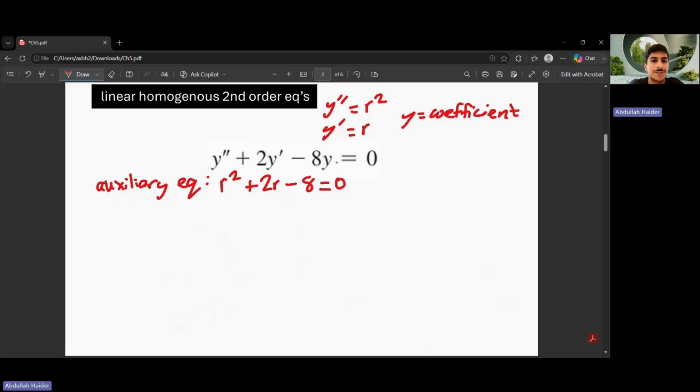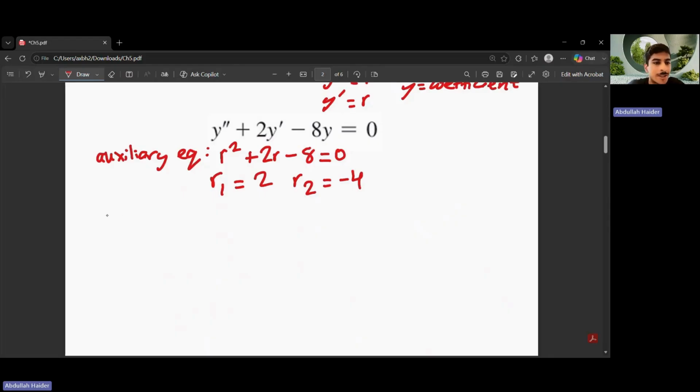Now we will solve this auxiliary equation. If I use my calculator to solve it, I will get r1 equals 2 and r2 equals negative 4. So these are the solutions to the auxiliary equation. And as I discussed before, the general form of the solution, y of x, is equal to c1 y1 plus c2 y2.